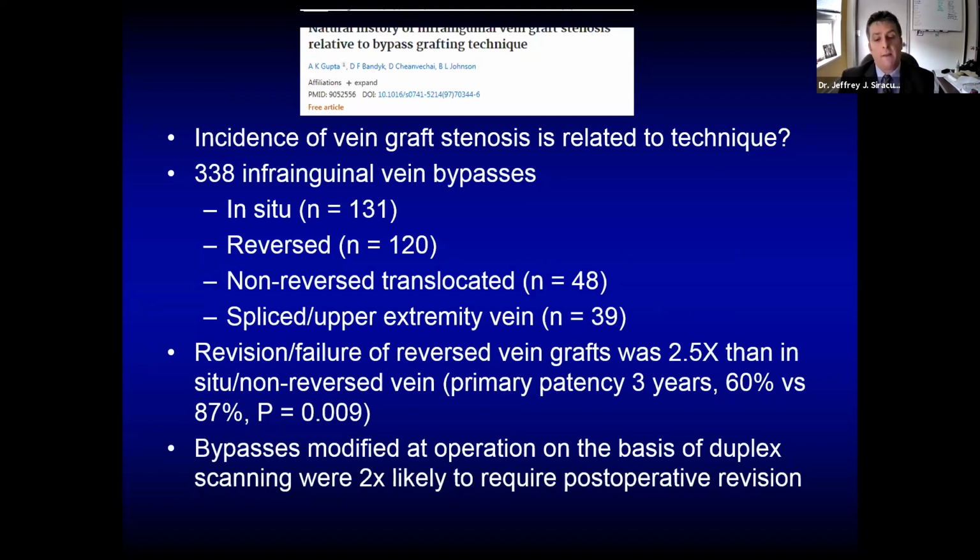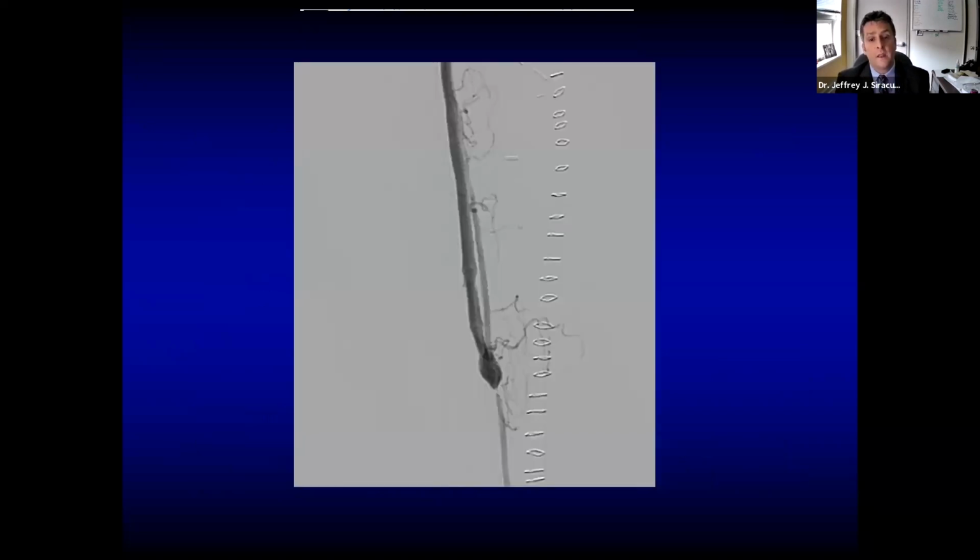And bypasses where the operation was modified during the initial operation were 2 times as likely to need a revision eventually as well. So if you don't like it in the first place, you may end up coming back again in the future. And that's pretty much common in a lot of things in vascular surgery.